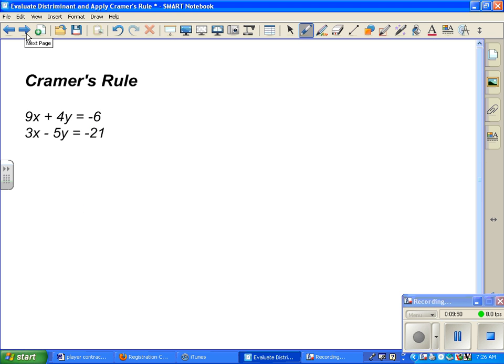Cramer's rule. Here we go. Cramer's rule. This is something that we use to solve a system of equations. Okay? Here's the basic idea. We need to make 4 square matrices. Okay? First matrix we make is the coefficient matrix. We're going to use everything that has a coefficient with it. So 9, 4, 3, negative 5.